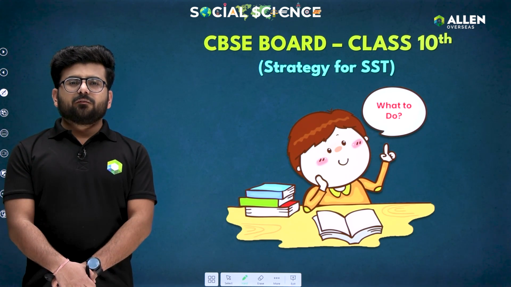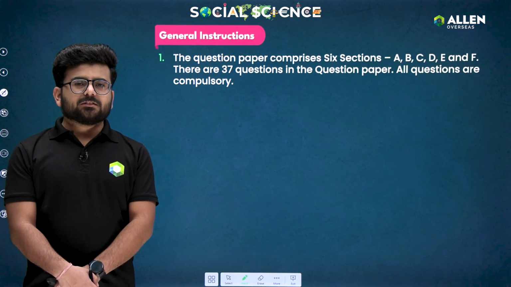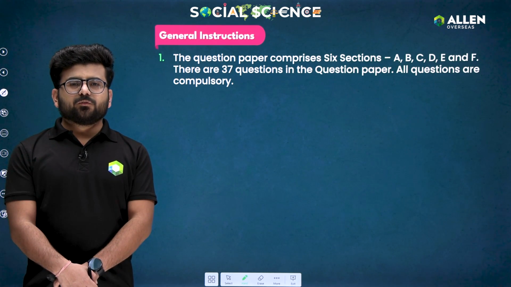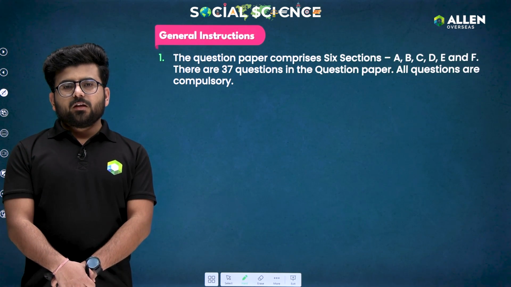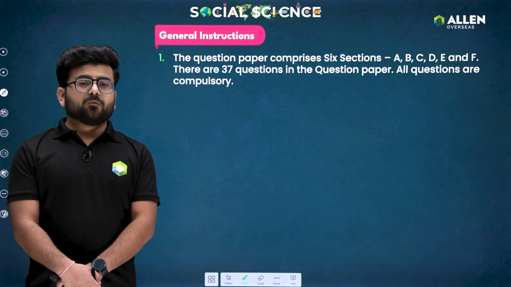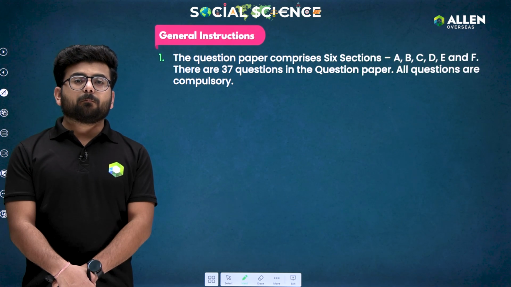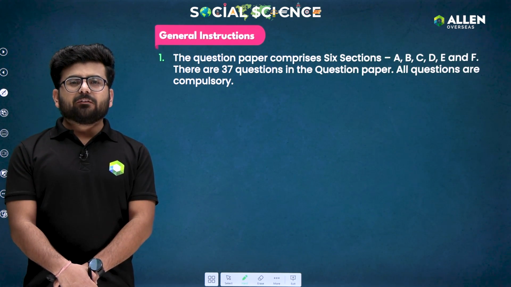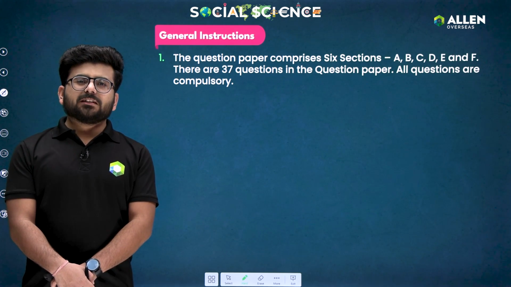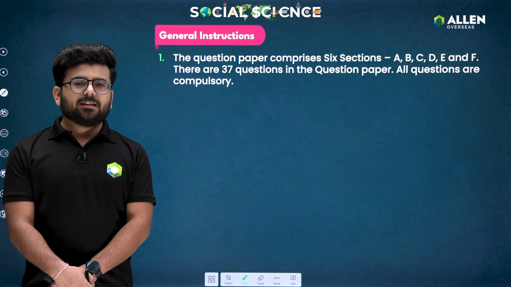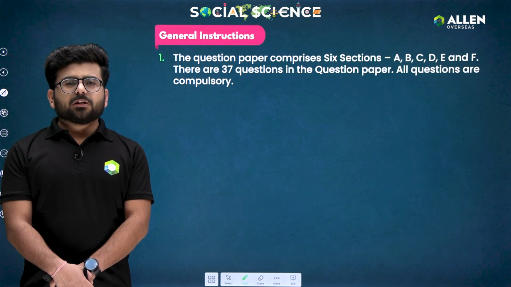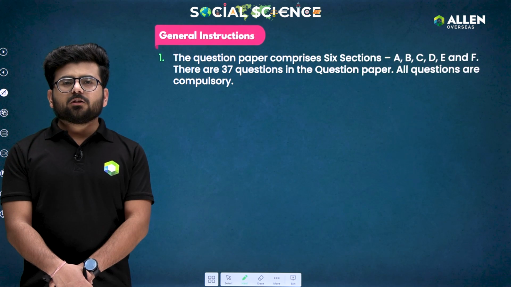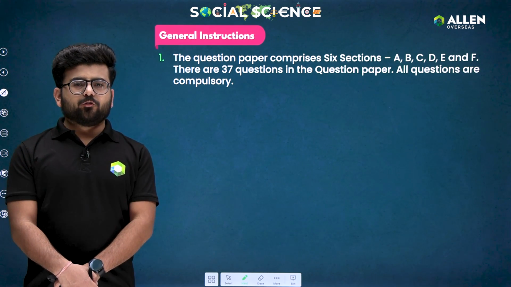Now students, we are going to look at the general instructions given in the examination hall, and these general instructions will be on the very first page of the paper. It is most important for us to be aware of the actual pattern of the paper. The paper will be divided into 6 different sections: A, B, C, D, E and F. The total number of questions in social science is 37, and all questions are compulsory to attempt.